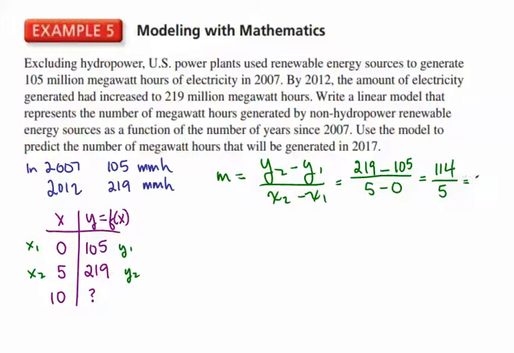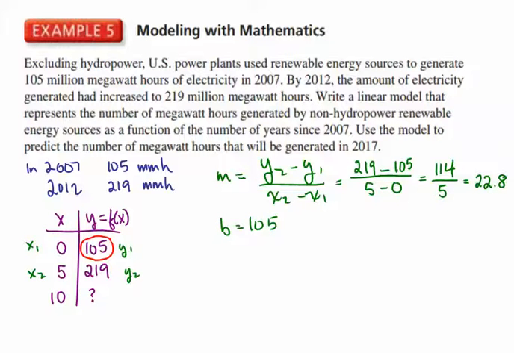Now in this case, it's okay if we use a decimal value here, because we're not going to count up 114 and over 5. So we just have 22.8. Now, our y-intercept, recall, is the y value when x is 0. And so our y-intercept here is going to be 105. So B is equal to 105.